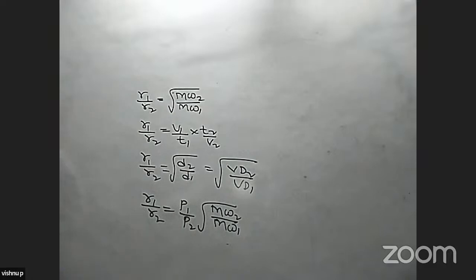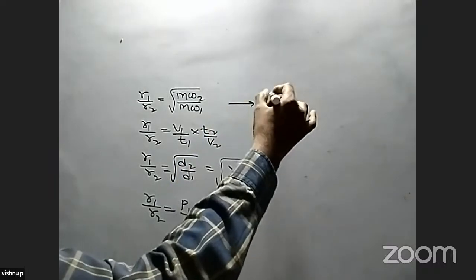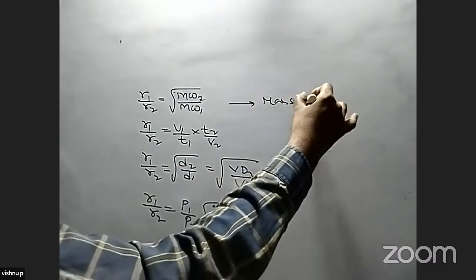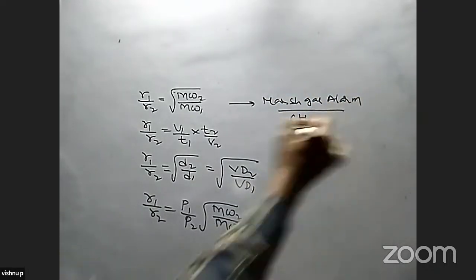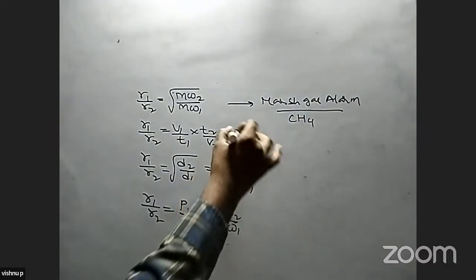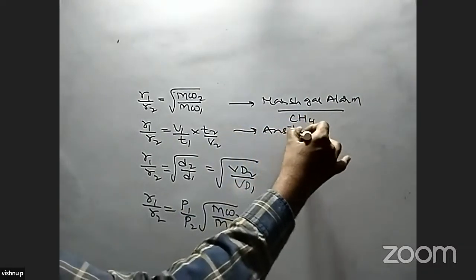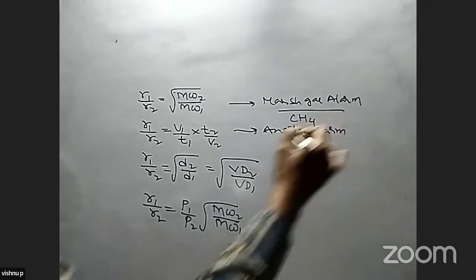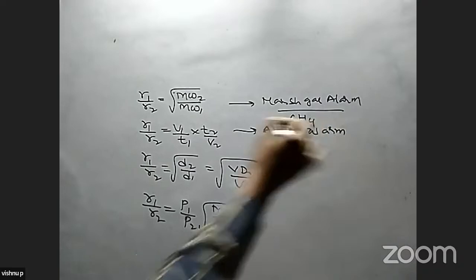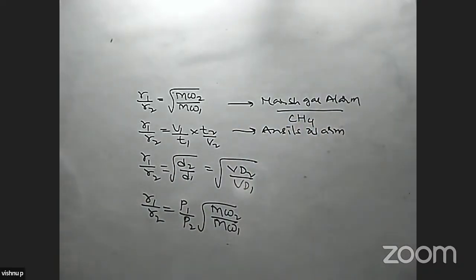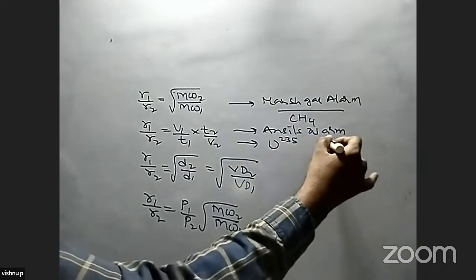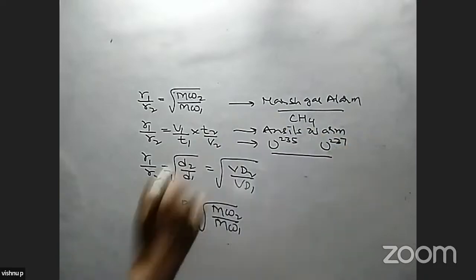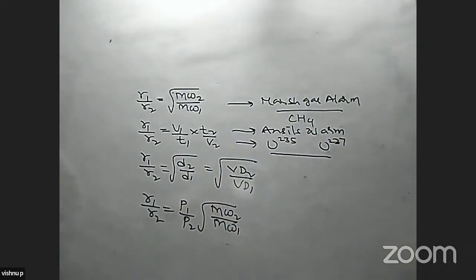And what are the important applications of Graham's law of diffusion? Detection: it is used in marsh gas alarm in coal mines. What is marsh gas alarm? Explosive CH4 is detected and it is used in the alarm. This alarm also detects poisonous gas evolved, again in coal mines. And the uranium isotopes are separated by this method. Uranium 235, uranium 238, these isotopes are separated by diffusion only.